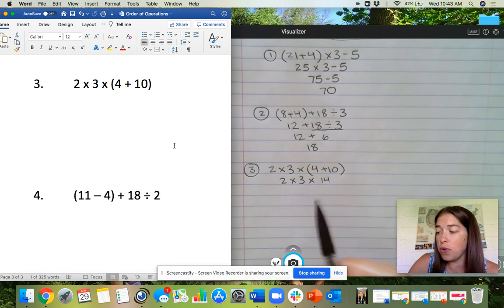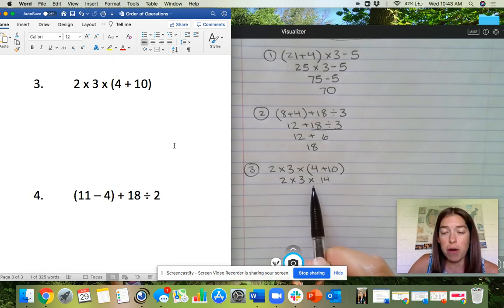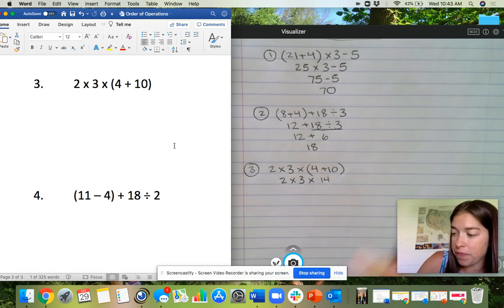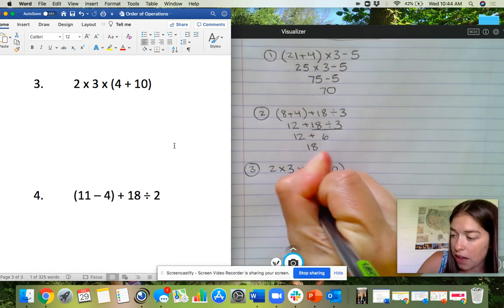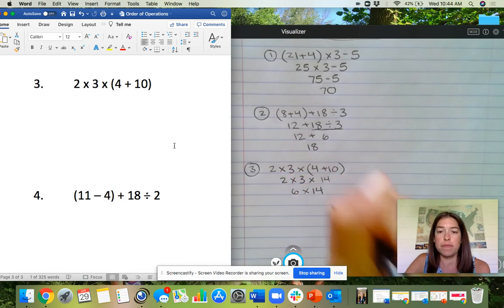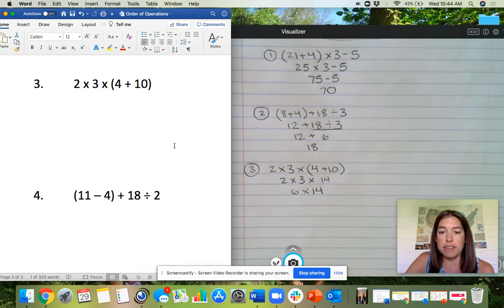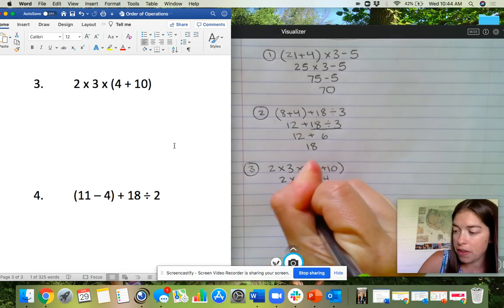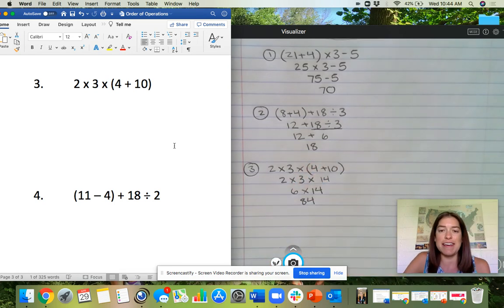Okay, here I have 2 multiplications. So now I'm just going to go from left to right because both of these are multiplication. 2 times 3 is 6. Copy the rest of my problem. All right, I'm left with 6 times 14. My last step I need to do. I know 6 times 10 is 60. I know 6 times 4 is 24. 60 plus 24 is 84. So we get to that answer of 84.